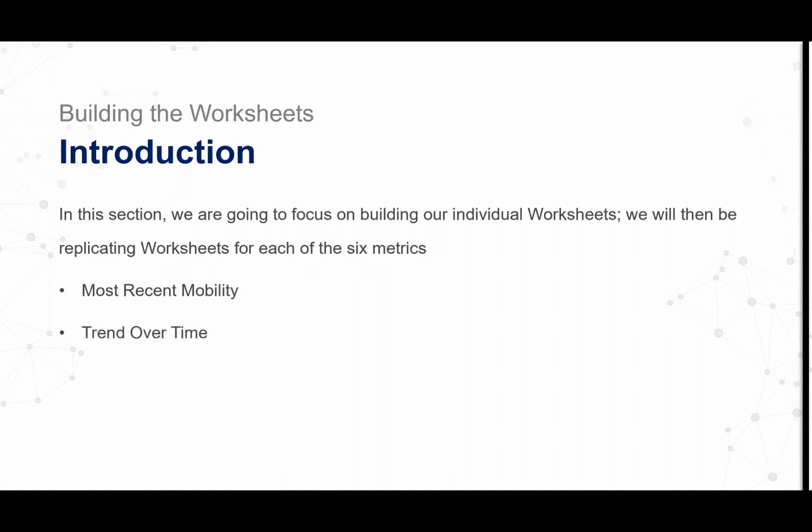A trend over time, so we could see how mobility is changing, how it's ebbing and flowing. And then a moving average, so we can see a smoother curve when it comes to our mobility trends. So remember, we have 6 different metrics: park, recreation, workspace, residential, and so forth.